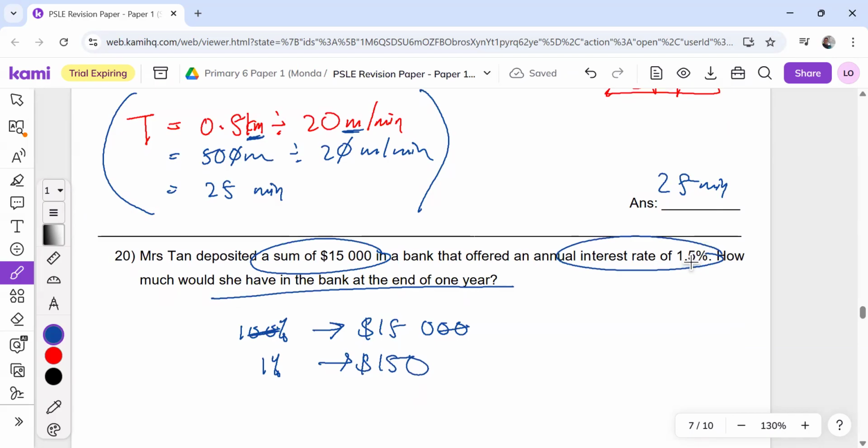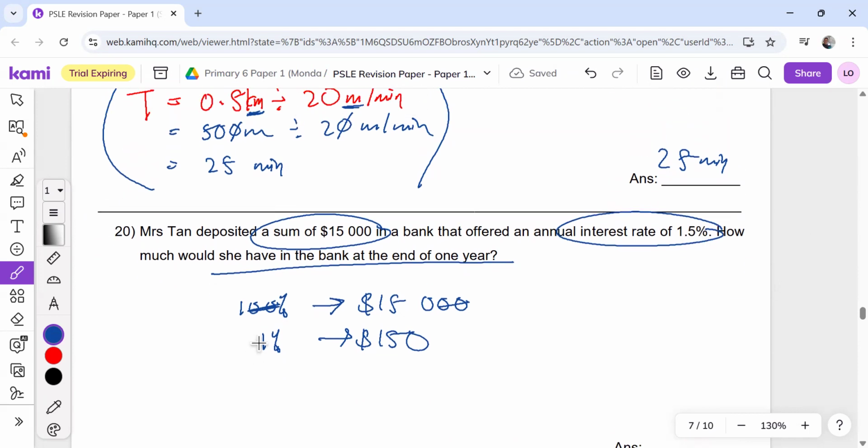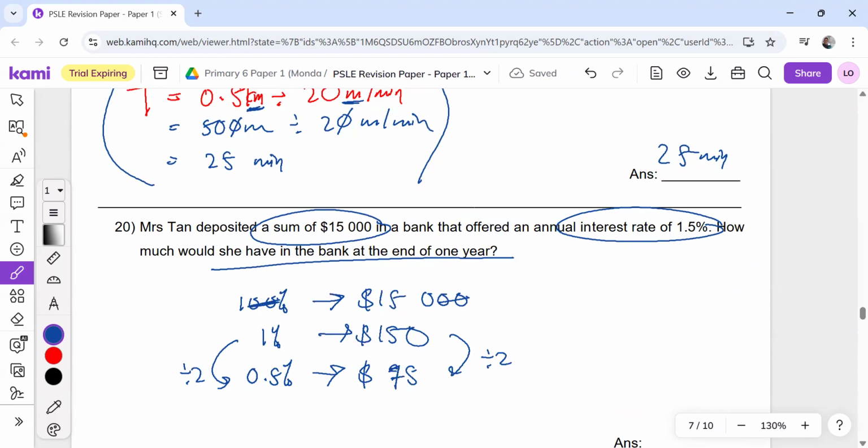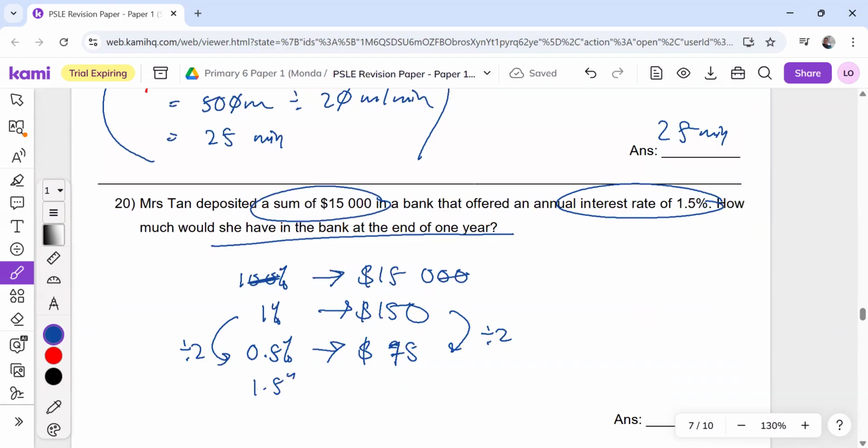Then you tell Mr. Tong how to find 1.5%. No calculator, how to find? Then your mind must twist a bit. Think a different way. How about you find 0.5% first? Then you divide by 2, right? So 1 divided by 2 becomes 0.5. The other side also divide by 2. You will get $75. Then after that, can you find what is 1.5% already? You add the money together. Add 150, add 75. That will give you the interest. So that's how you get the interest.